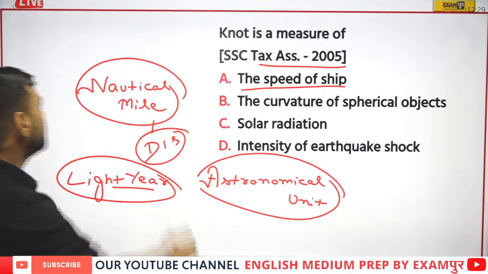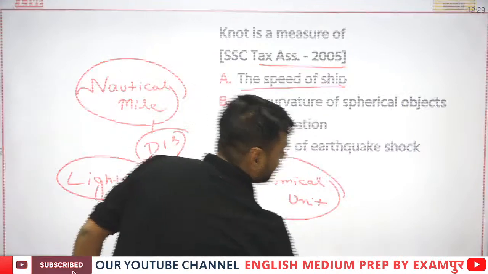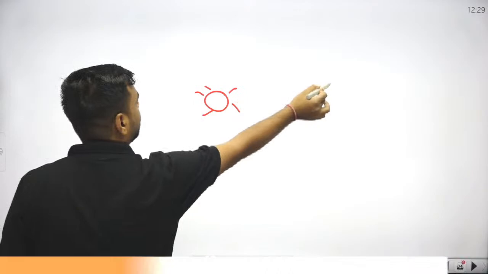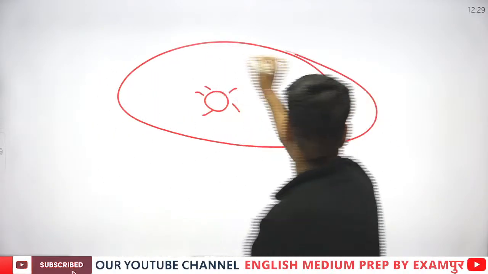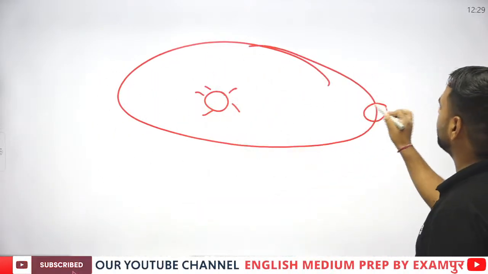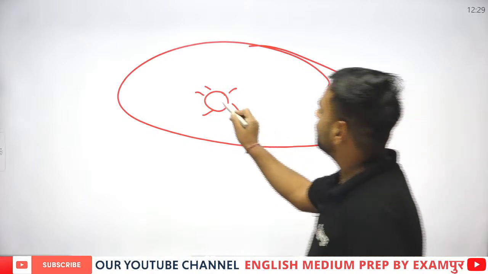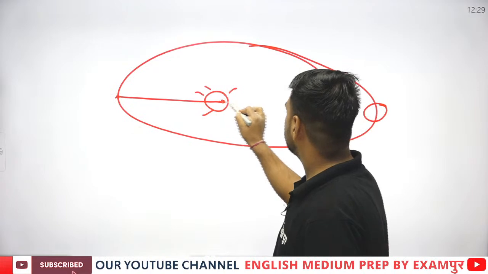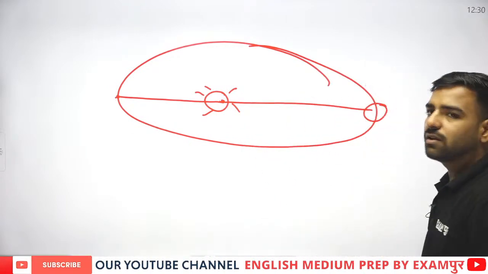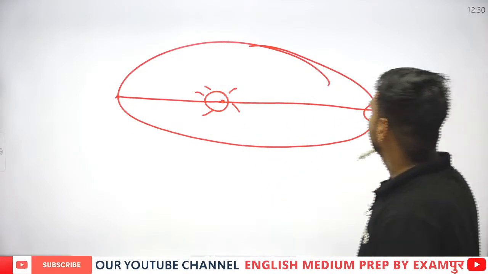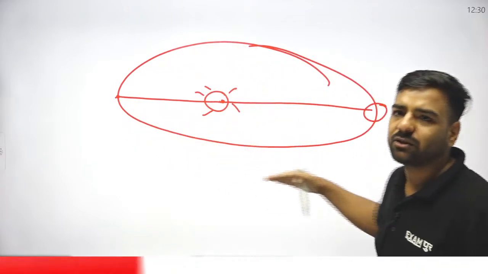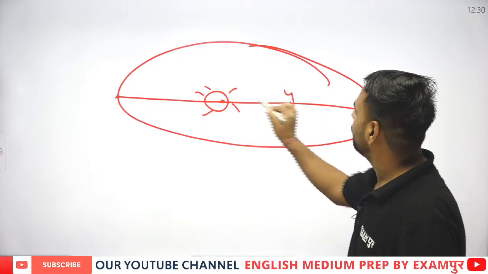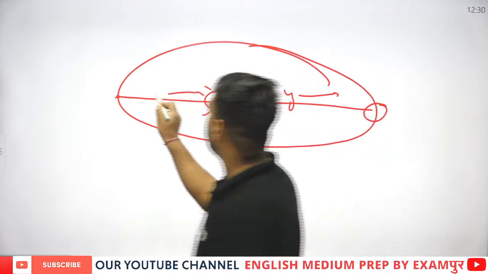I'll just make a diagram over here in order to explain it in a better manner. This is the sun. Now, Earth is revolving around it. Now, you must be wondering, sir, from this location to this location distance is lesser, from this location to this location distance is more. Why is it so? Actually Earth is having an elliptical path, or other planets are having an elliptical path. So this distance would be y and this distance would be x.